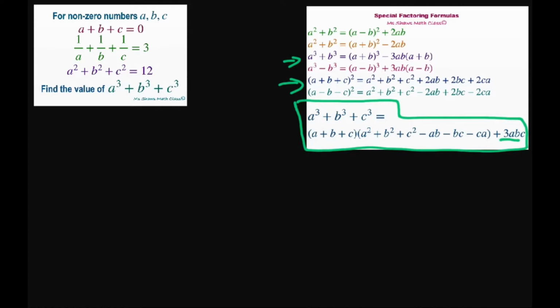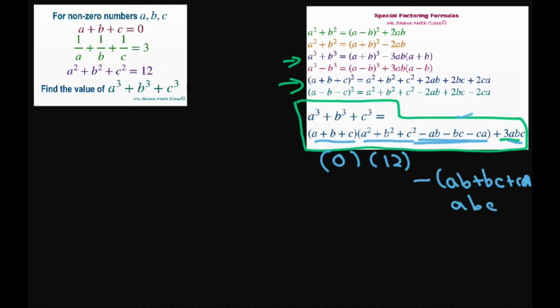Using that formula, we already know what a plus b plus c is. That's going to be 0. Also know what this is, and that's going to be equal to 12. So we're going to have this minus thing going on here. So we need to find negative ab plus bc plus ca. That should be little a. We also need to find abc in order to use the formula because we already have this information. So let's look and see what we have.